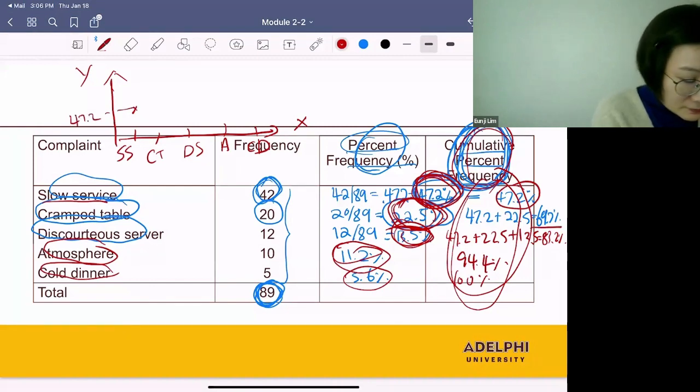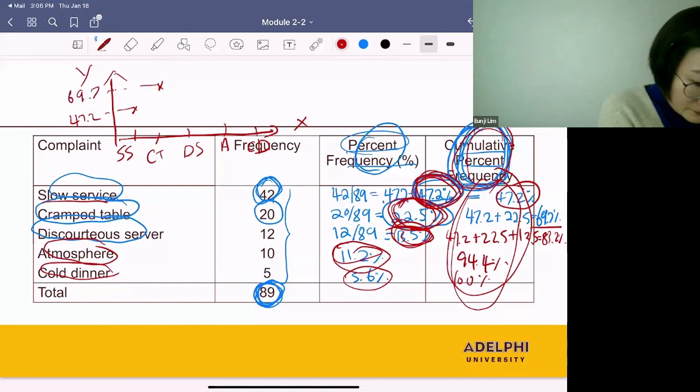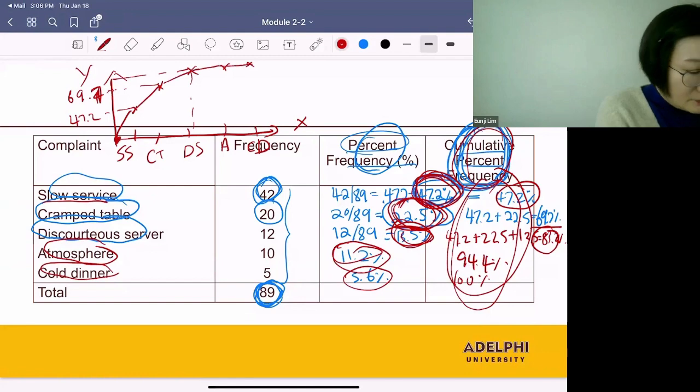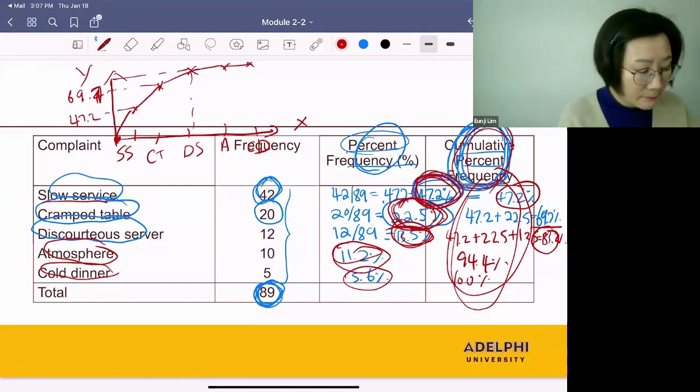The second one is 69.7. And the third one, 83. And then 94 and 100. And then from the origin, you connect these dots. This is the Pareto chart.